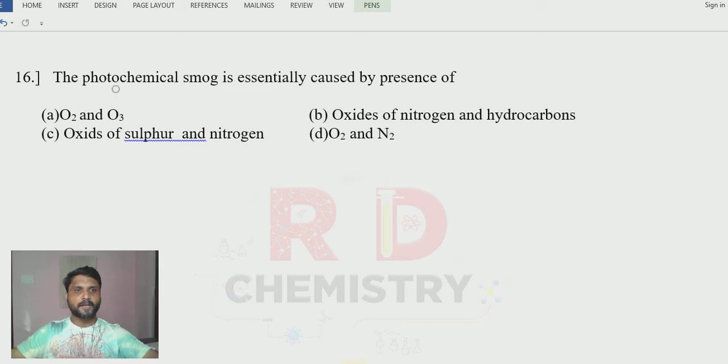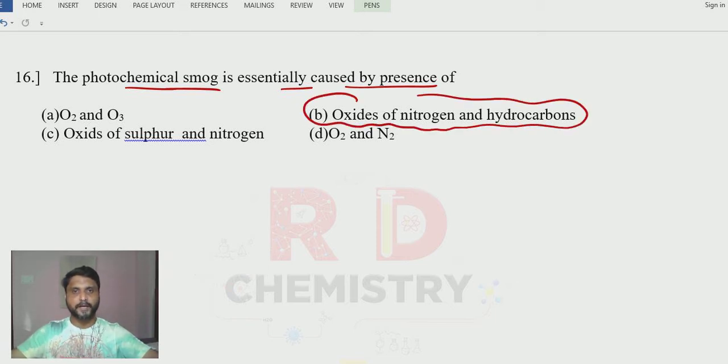The photochemical smog is essentially caused by the presence of. It's a straightforward question. Answer is option number B, oxides of nitrogen and hydrocarbons here.